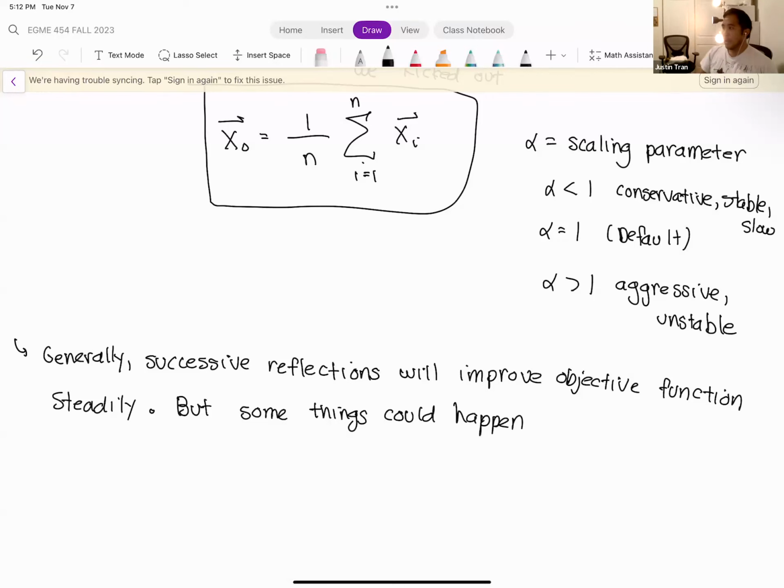Maybe a better way to describe these other operations is what you do in case reflection doesn't go well. The reflection operation is the main draw of the Nelder-Mead algorithm, and you can think of these other things as alternatives in case something's happening. The main thing the simplex algorithm can get stuck with is if your simplex gets stuck in a valley, as we say, or gets stuck in a local minimum.